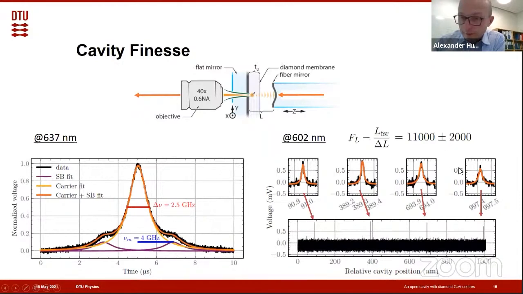But the error bars are quite large, and the reason is pretty much that for a cavity with a finesse in this range, the linewidth in length space is just about 100 picometers. So we're quite prone to fluctuations of the system in that case, and therefore these large error bars.